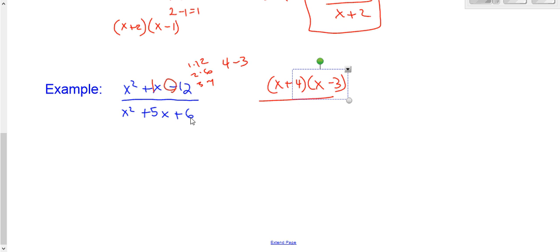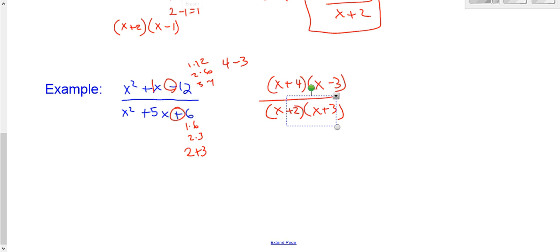And then for the denominator, we have 6. The factors of 6 that we have are 1 times 6 and 2 times 3. They are going to add to get 5, so 2 plus 3. So we have both positive numbers, x plus 2 and x plus 3. Okay, so in this case, nothing would cancel.